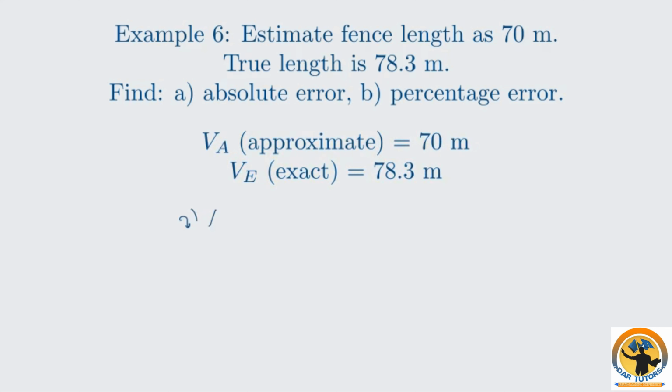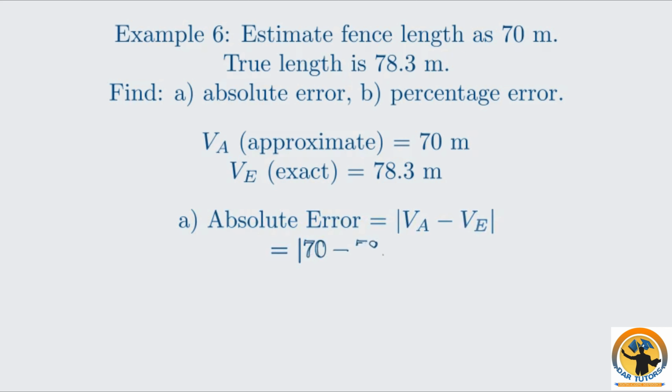Using our formula, the absolute error is the absolute value of 70 minus 78.3. This is the absolute value of negative 8.3, which is simply 8.3 meters. The absolute error is the difference in magnitude, 8.3 meters.